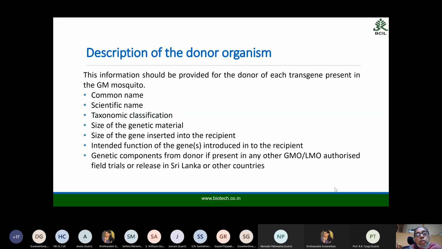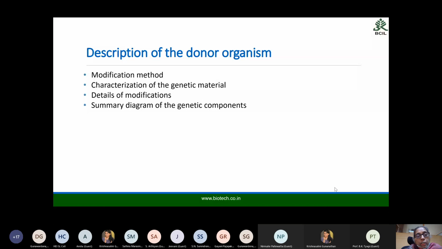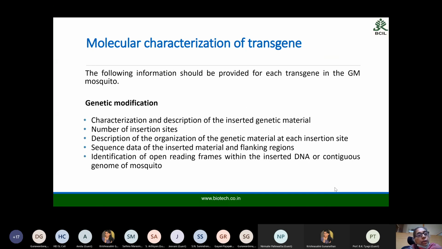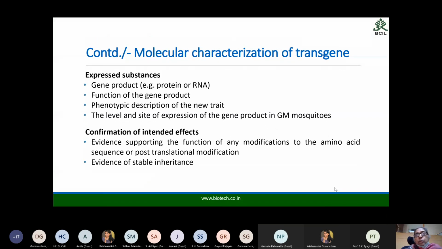Description of the donor, each transgene which is present, each component, the complete information of that has to be provided in the dossier or in the application. So description of the donor organisms, how you have modified, what is the characterization of the genetic material, and a summary diagram of the complete construct also has to be given. Molecular characterization should be done. All this work would be done in the labs: where exactly it has been inserted, insertion sites, identification of open reading frames, etc. Molecular biologists are very familiar with it, and all of you must have done all this.